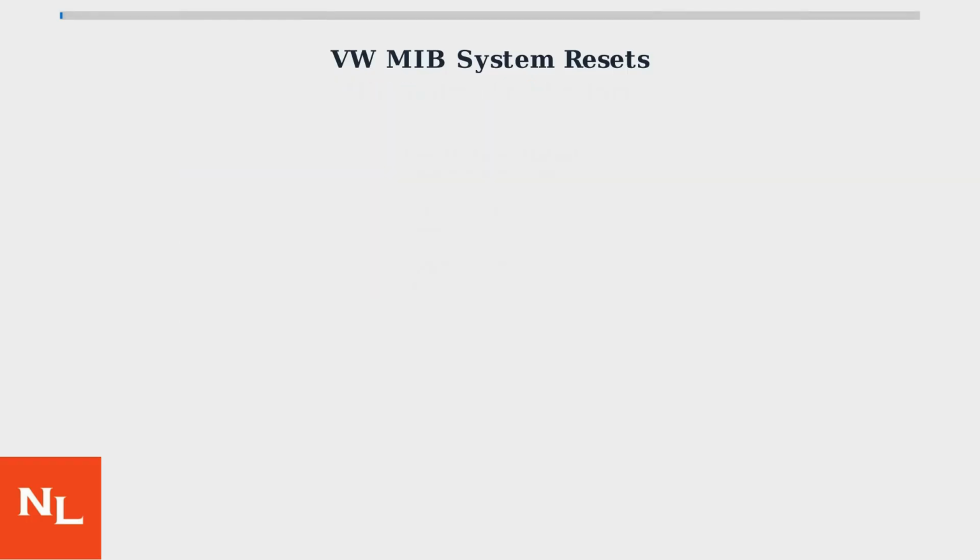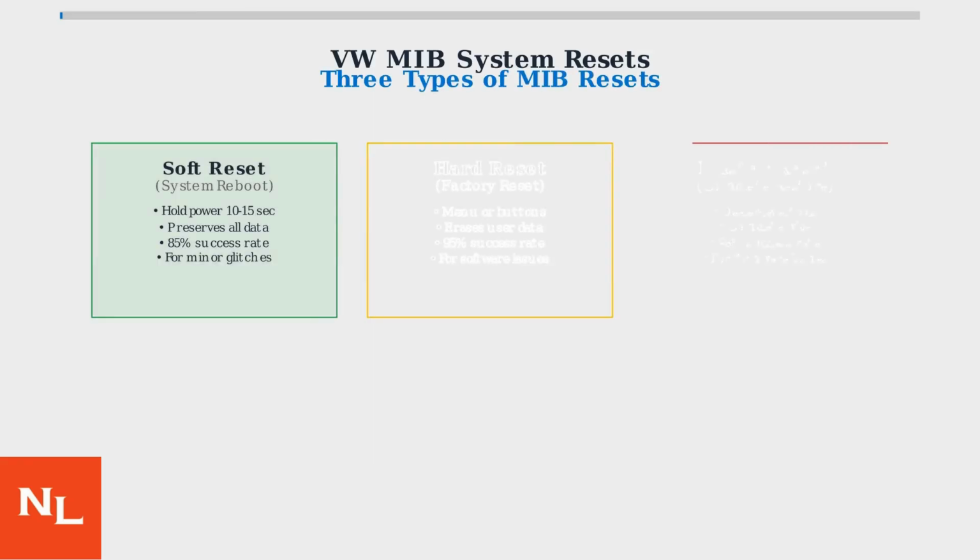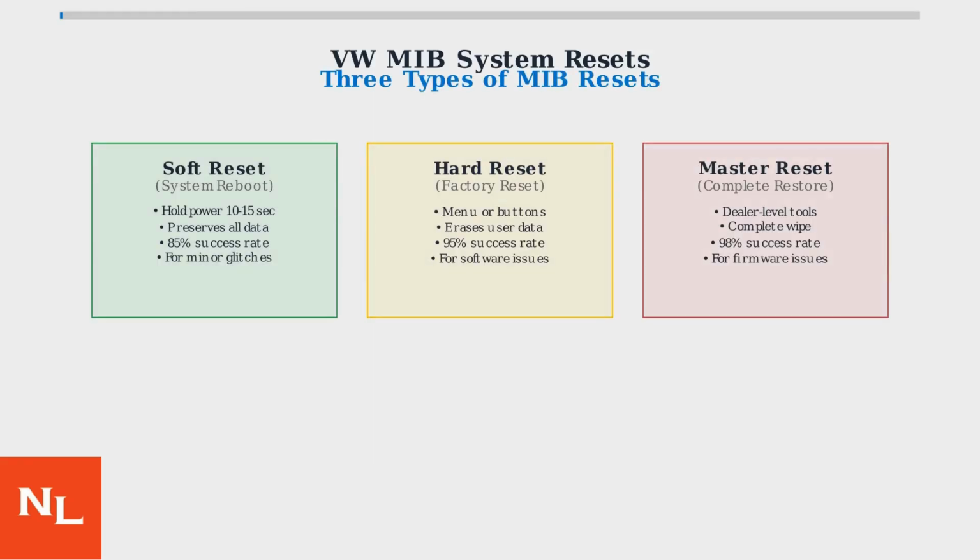Now let's examine the 3 main types of resets available for MIB systems, each designed for different problem severities. Soft reset is the gentlest option, preserving all your data while resolving temporary glitches. Hard reset erases user settings to fix persistent software problems. Master reset is the most comprehensive, requiring dealer tools for firmware corruption.